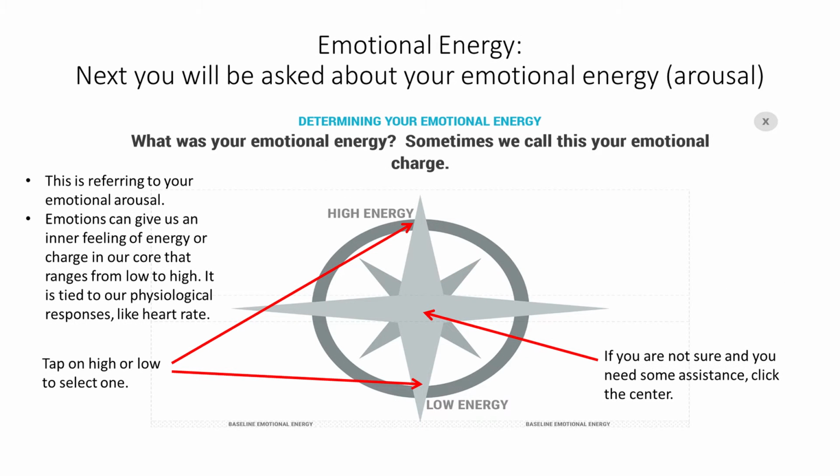The next thing you will be asked about is your emotional energy. This is referring to your emotional arousal. Emotions can give us an inner feeling of energy or charge in our core that ranges from low to high. It is tied to our physiological responses, like our heart rate. Tap on high or low to select one. If you're not sure and you need some assistance, click the center.